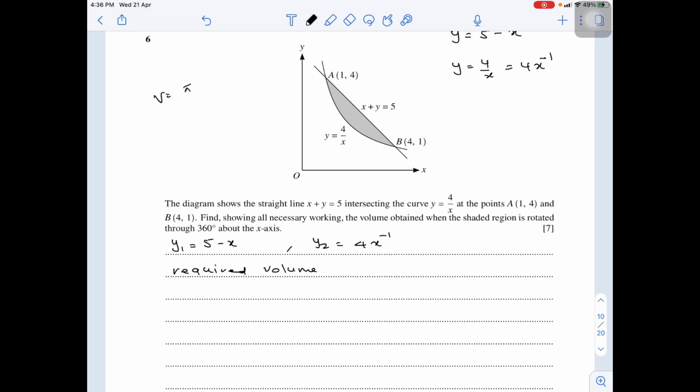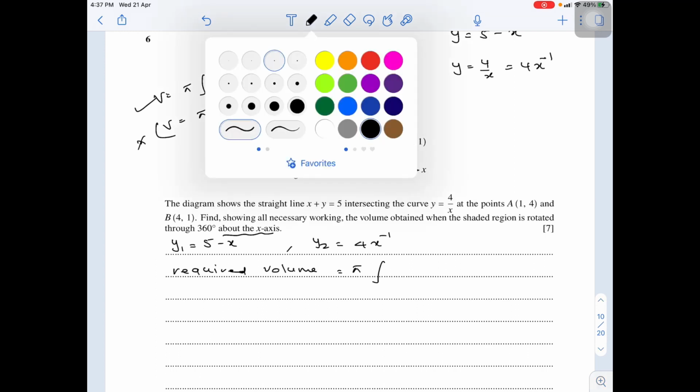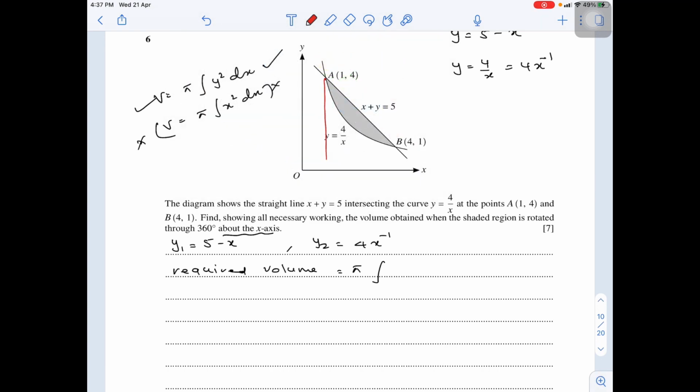Required volume. What's the formula of volume? Volume is pi integration of y squared dx, if it is about the x-axis. If it is about the y-axis, then V equals pi integration x squared dy. Here we have about the x-axis, so we don't need this. We need that, so I'm using that. Required volume is pi integration, and now we have this.